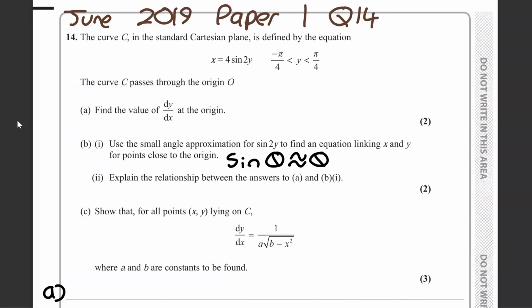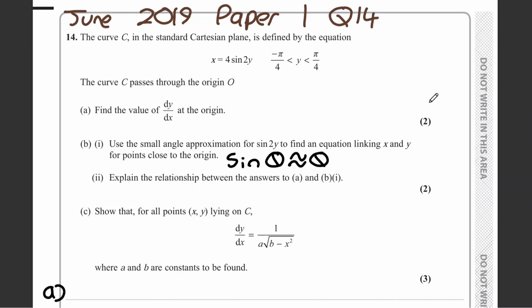Okay, so here's the fourth question. If you're having a go at these questions yourself, I've given you the formula, the small angle approximation for sin theta for part B(i), because you'll need it, and it's given to you in the formula booklet, so you have access to it in the exam. So for this question, we're told that the curve C in the standard Cartesian plane is defined by this equation here, where x is equal to 4 sin 2y, and we're told the curve C passes through the origin O. For part A, we need to find the value of dy over dx at the origin for 2 marks.